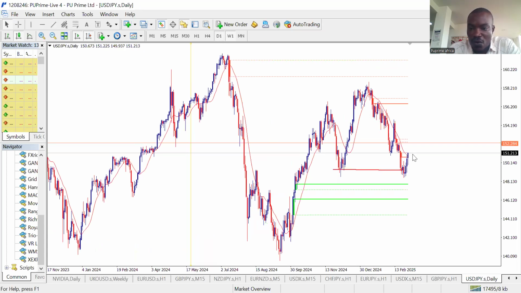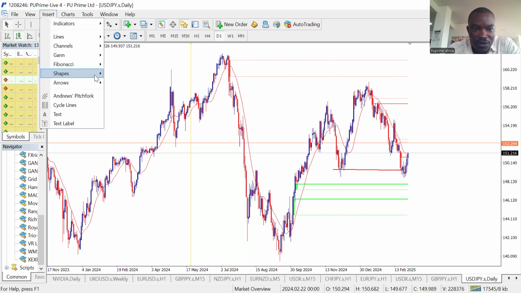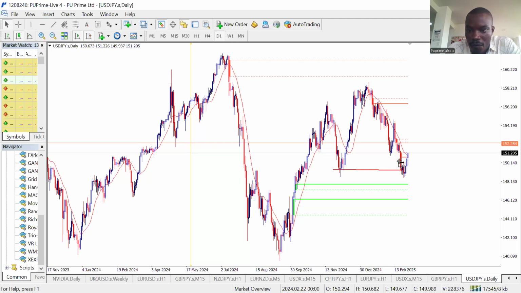We never can tell what we will see. We also have a retest to this gap, and this is also giving us much more sentiment that we are going to be very, very bullish for USD JPY.